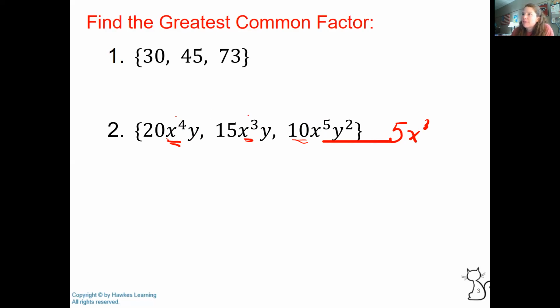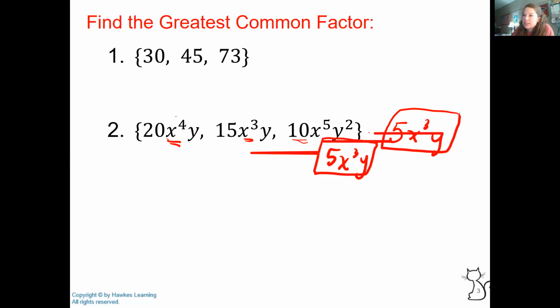And then 2 of my terms have a single y. One of them has y squared. I couldn't take 2 y's out of this one, so y goes along with my answer. You're going to have to forgive my pen. 5x to the third y is the greatest common factor of all three of these terms.